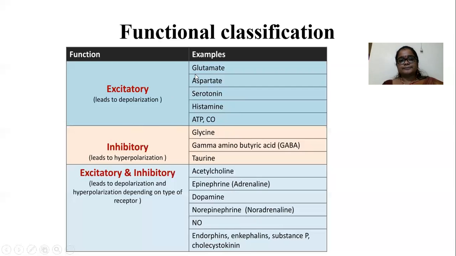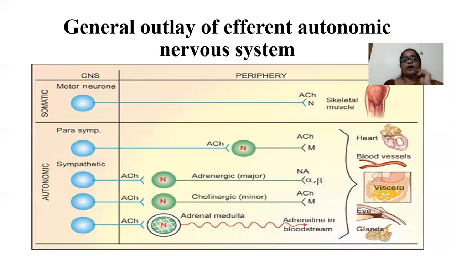neurotransmitters. And the next thing is the general outlay of the efferent autonomic nervous system. In this, this one is somatic. The peripheral nervous system is divided into two types: the somatic nervous system and the autonomic nervous system.